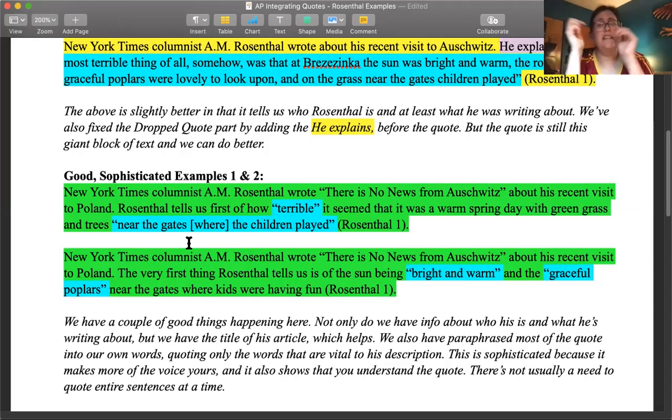There's usually not a need to quote the entire sentence. Pick out the parts that need to be quoted. Like, where is the author saying something really powerful that needs to be in his words? Otherwise, paraphrase it. And so that's what these two are doing well, right?